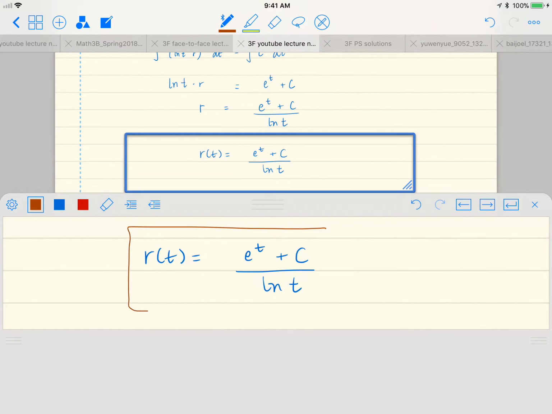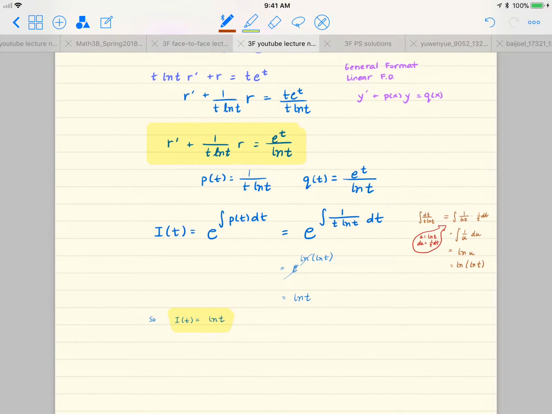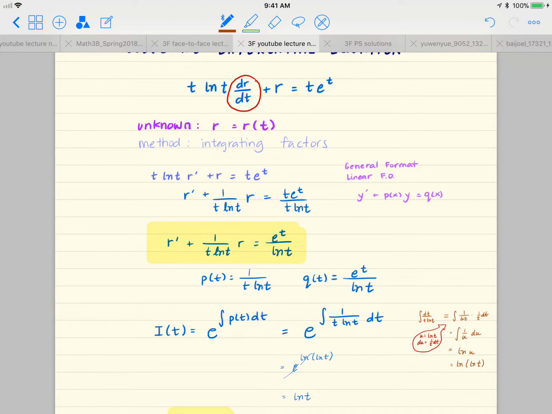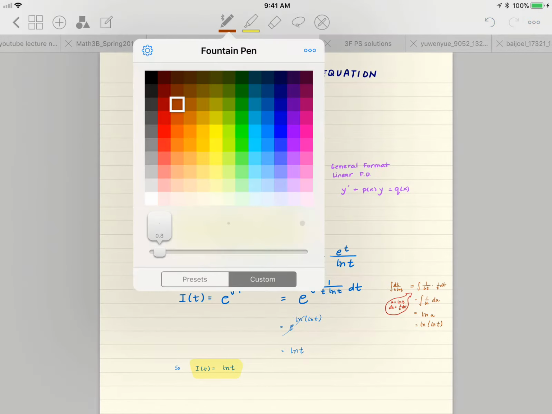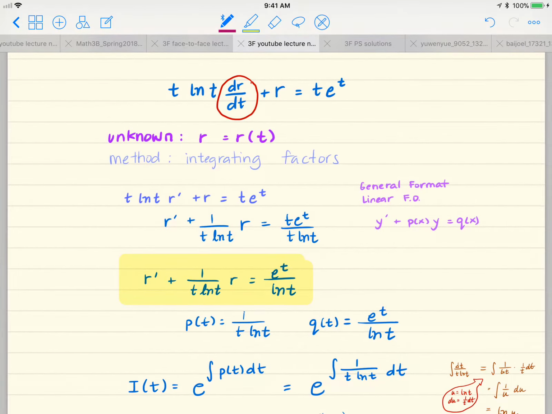So there we go. Now what I'm going to do is review what we did and add steps. What are the guidelines for solving a differential equation using the method of integrating factors?